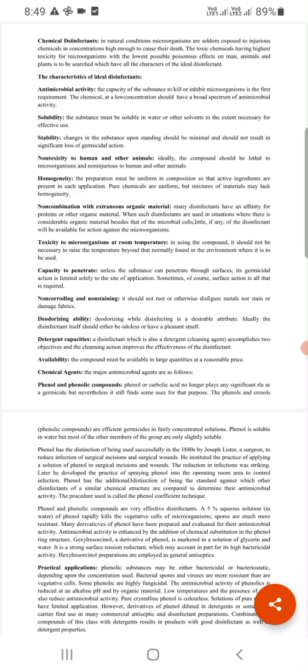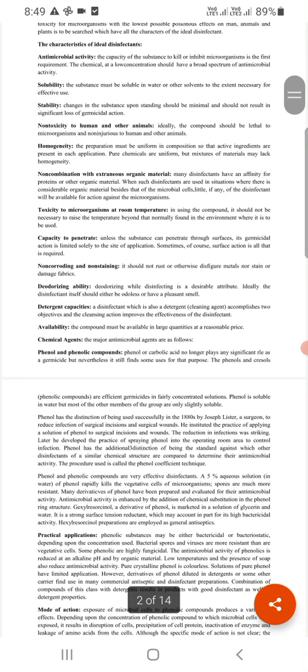So the chemical must have the capacity to penetrate, and deep penetration or deep injury to the cell must be possible. It should not have a corrosive nature, and it should not have staining capacity. Non-corrosive and non-staining. It should not cause disfigurement or corrosiveness to metal.